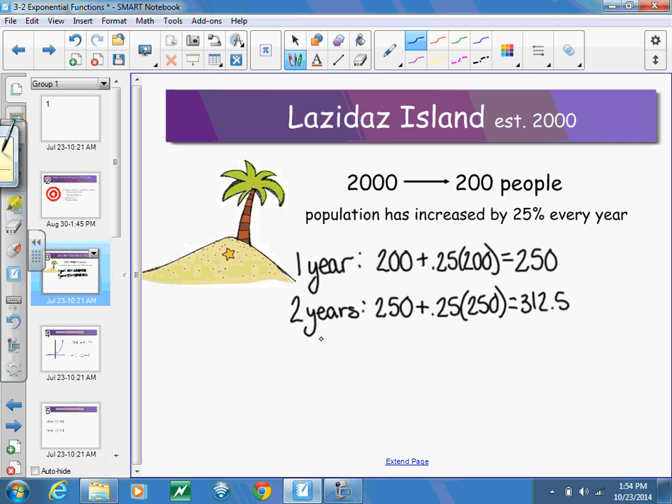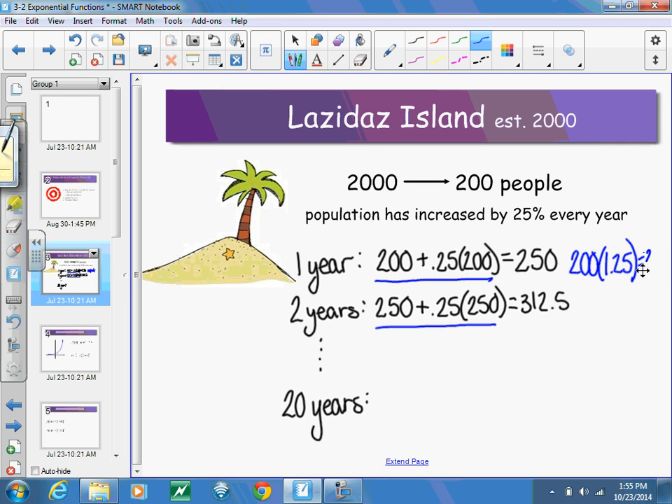This is great, and if I wanted to keep doing this, I could, but what if we wanted to figure out what's going to happen after 20 years? Doing this process is going to be a little tedious, because you're finding the previous answer, multiplying it by 25%, and adding it, and it just gets to be too much. So we look for a faster and easier way. This two-step process can be summed up in one step. Instead of multiplying and adding, we can do all of this in one step by taking 200 times 1.25, and that also gives us the 250 that we're looking for.